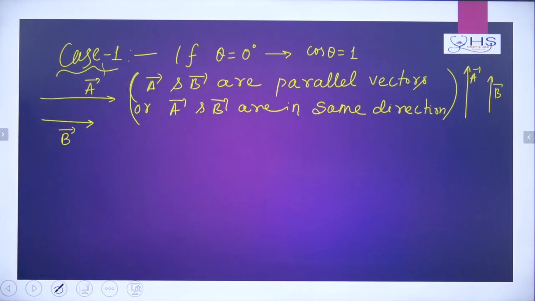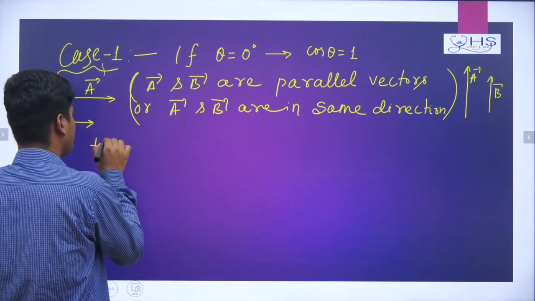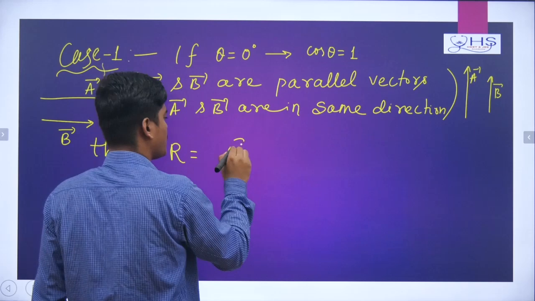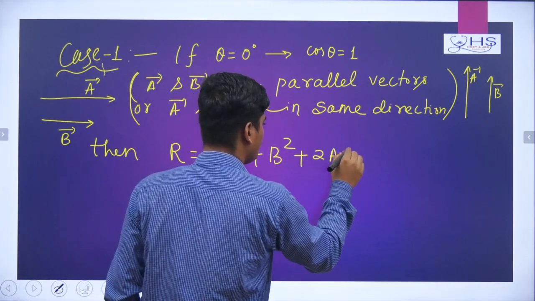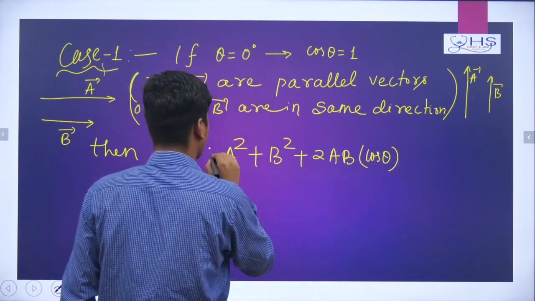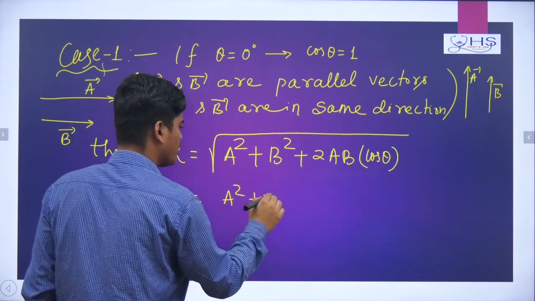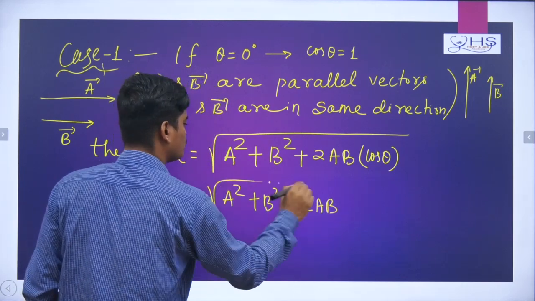Now here, if this type of condition is happening, then it is basically called parallel vectors, or vectors are in the same direction. Now if this is the condition, then what is happening? Then resultant vector R becomes how much? Square root of A square plus B square plus 2AB cos theta. What is this cos theta becoming? 1.